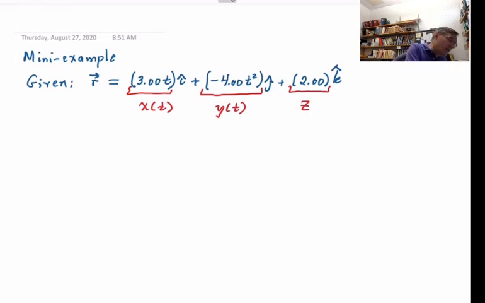Here's what I'm asked to find. Find the velocity vector as a function of time in unit vector notation. I'm going to just do it component by component. It's really the only way you can do it.